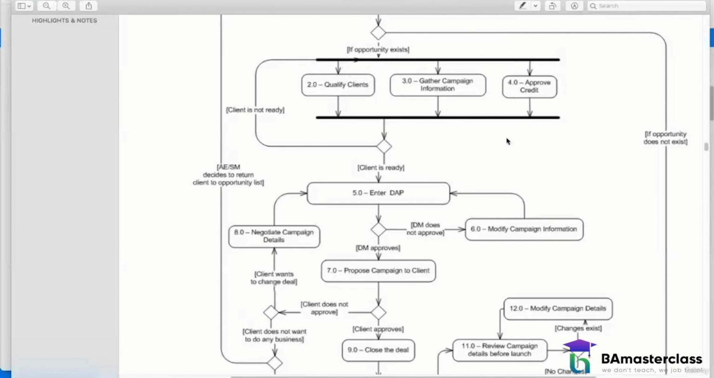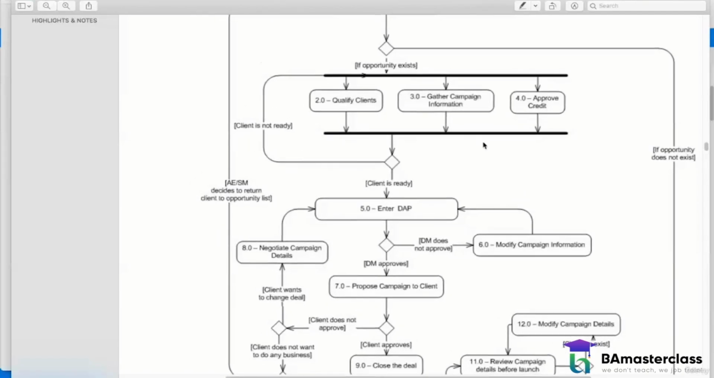Could it be like all three of them are contingent to one another, or they can be worked on simultaneously? What are these lines known as? Barriers? Something like that. I forget what it was. These are known as fork or synchronization bar.